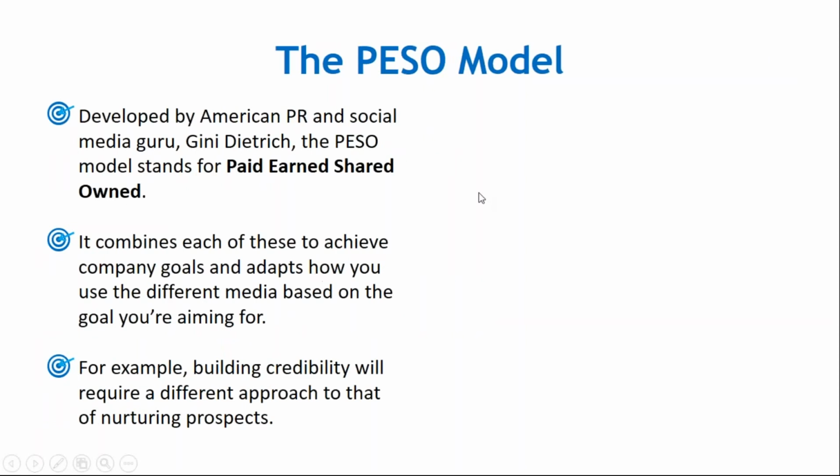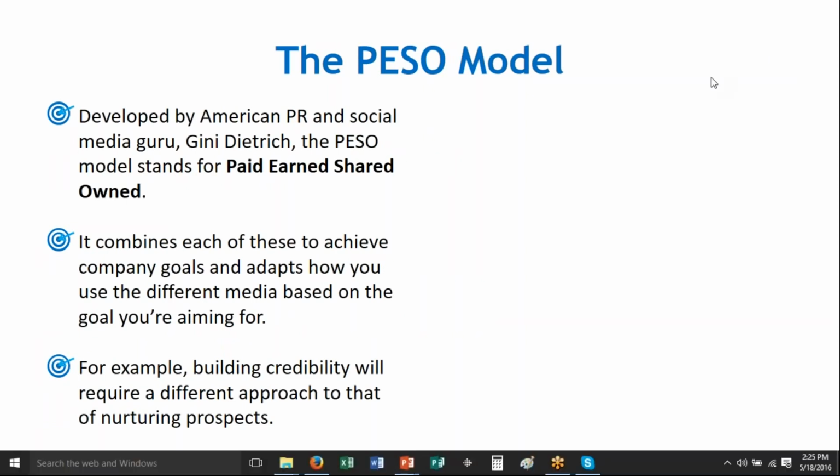As a result, there is this model called PESO that's been developed by PR and social media guru Gini Dietrich. Basically, PESO stands for paid, earned, shared, and owned. When we think about distribution in this context, it really helps you develop a framework and a strategy for moving forward based on your own company goals, and then you can adapt them accordingly.